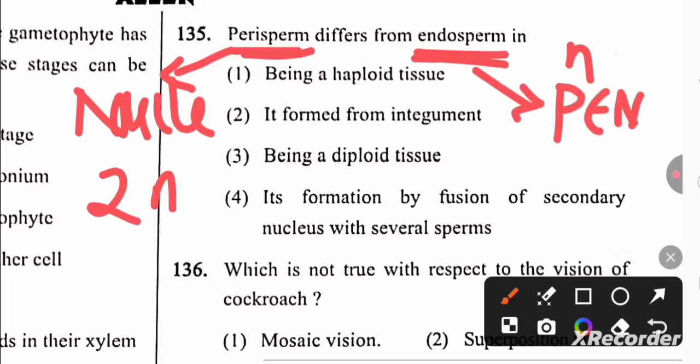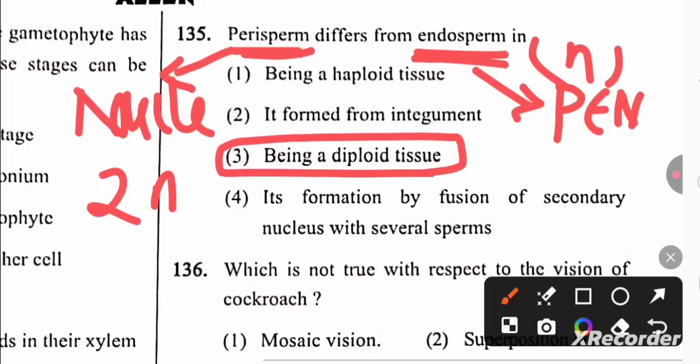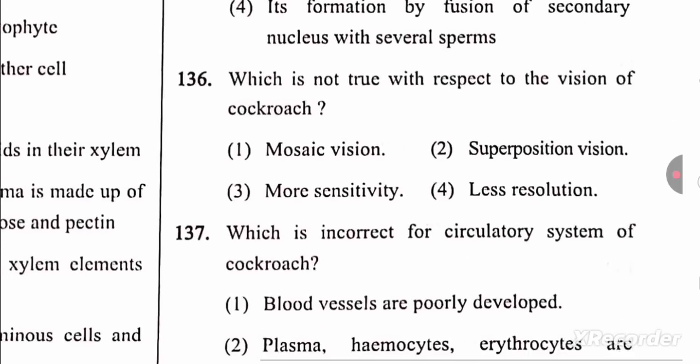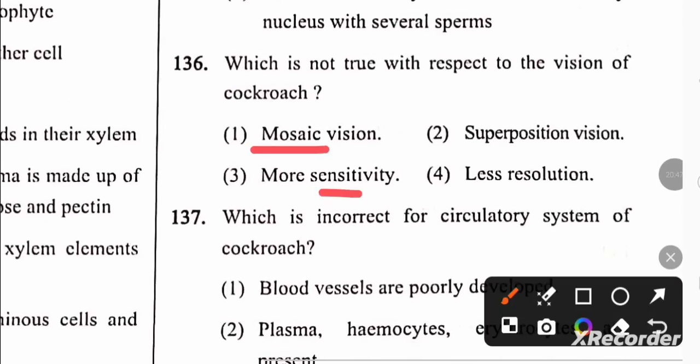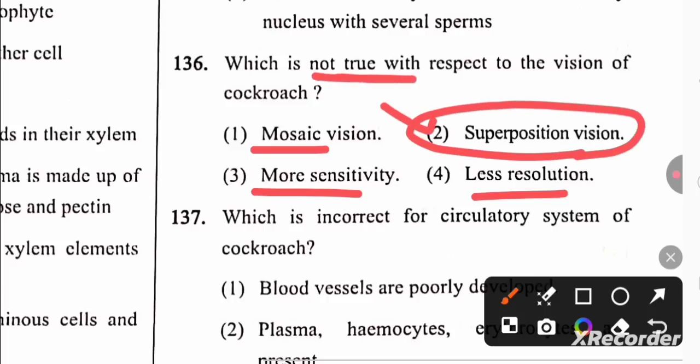So the right answer for this question is perisperm differ from endosperm in being diploid in tissue. Perisperm is diploid and endosperm is haploid. Which is not true with respect to the vision of the cockroach? We know in the cockroach you can find mosaic vision. Vision is more sensitive and less resolution, but not true regarding vision of the cockroach is superposition vision. Let us move to the next question.